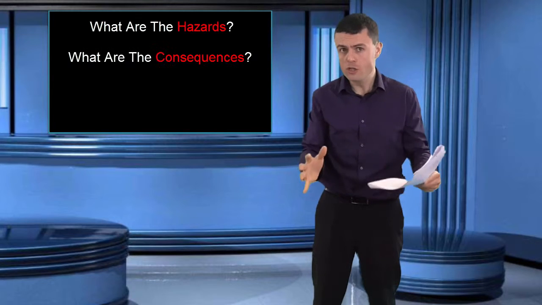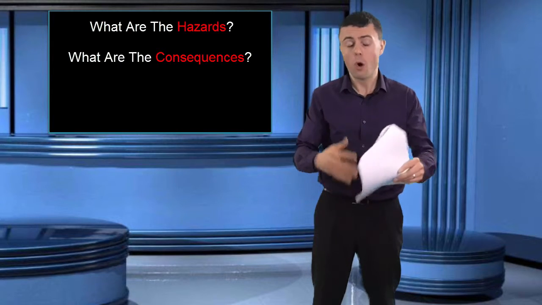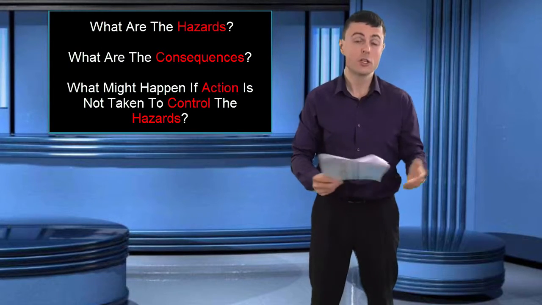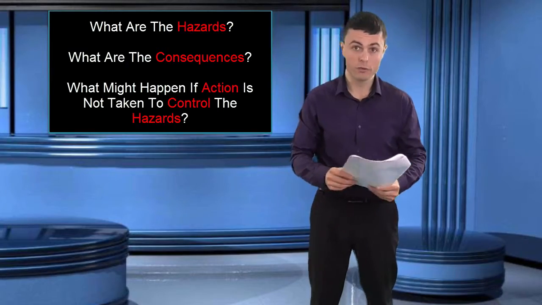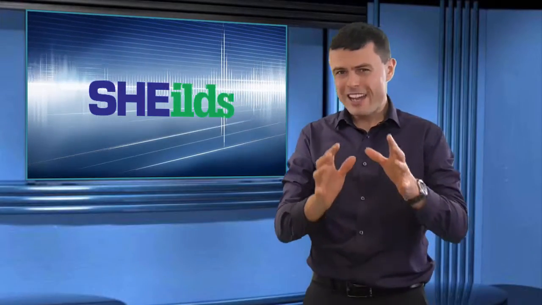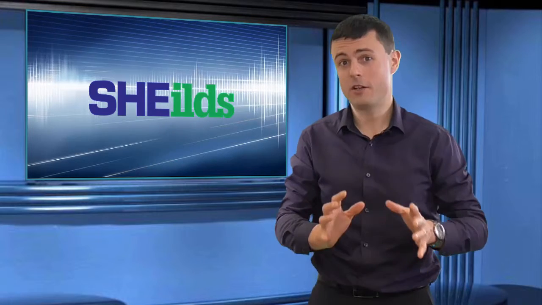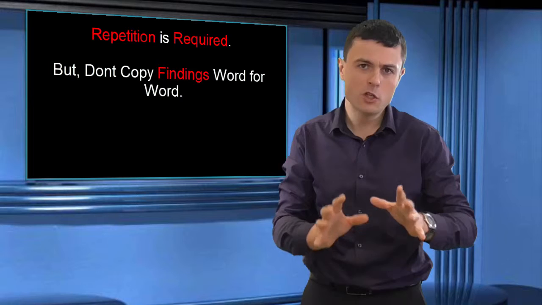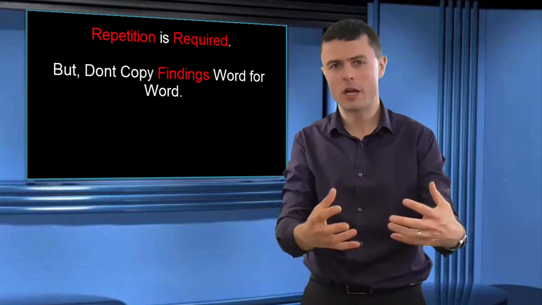So what are the hazards? What are the consequences? And what might happen if the organisation doesn't take action to control them? Now, I understand if you feel like you're repeating yourself a bit here, because you are. This is what you're required to do. Everything you say in the conclusions will already have been said in the main findings. But don't copy your findings word for word, just summarise them.